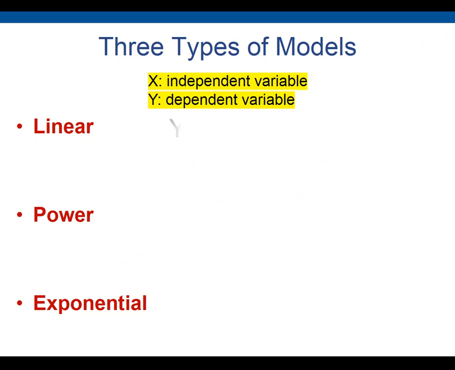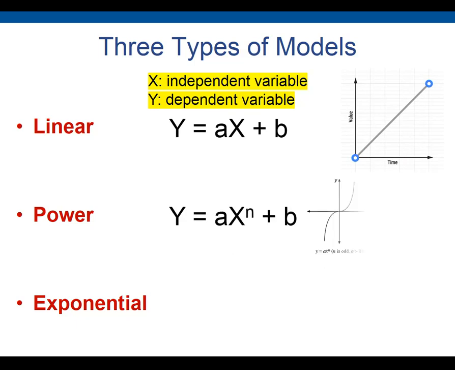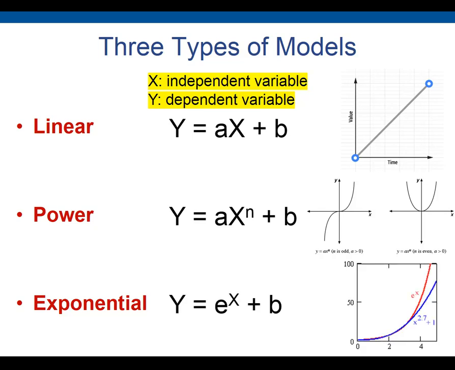There are three types of models. The linear model, y equals ax plus b form, okay? The power function is y equals ax^n, with n in the superscript position, okay? Exponential, here we have x in the superscript position. In an exponential function, when the x value increases, the y value increases dramatically, so we say it increases exponentially. The power function is also similar, but here you can see y equals ax to the power n. If n is an odd number, the graph looks like this. And if n is an even number, then the graph looks like this. Okay.